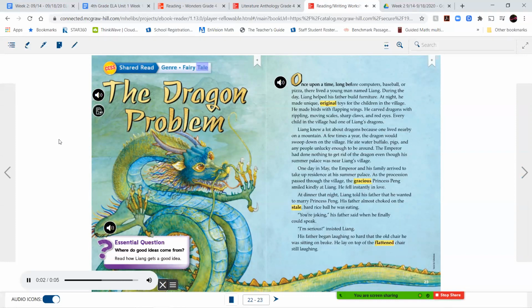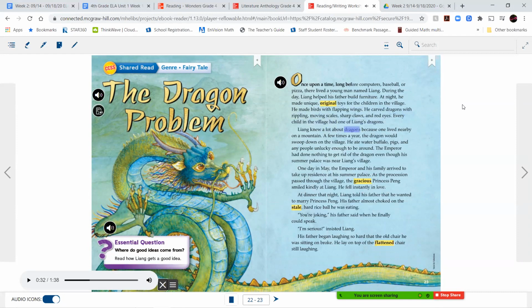Genre: fairy tale. The Dragon Problem. Once upon a time, long before computers, baseball, or pizza, there lived a young man named Liang. During the day, Liang helped his father build furniture. At night, he made unique, original toys for the children in the village. He made birds with flapping wings. He carved dragons with rippling, moving scales, sharp claws, and red eyes. Every child in the village had one of Liang's dragons.